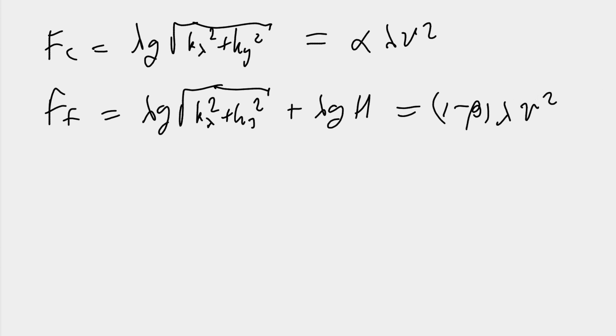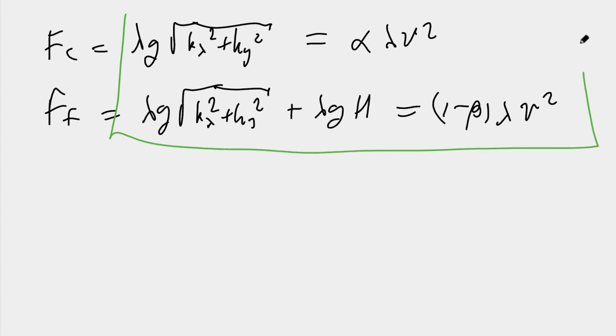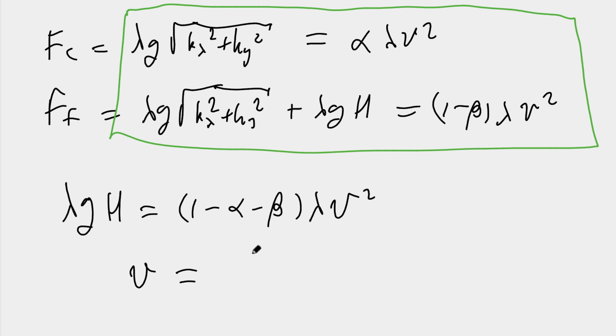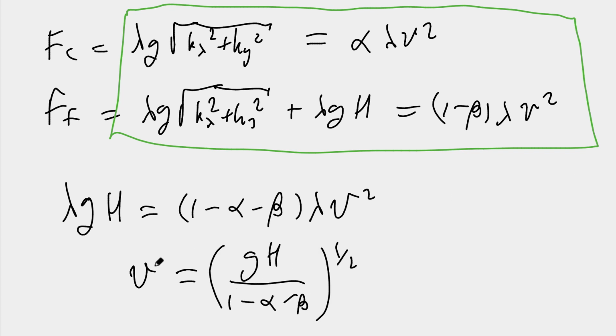And now we can use these results to solve for two of the three unknown constants, the three constants being kx, ky, and v. So let's subtract this first equation from the second. These terms cancel, and we have lambda g h equals 1 minus alpha minus beta times lambda v squared. Now the lambdas cancel, and we can solve for the speed v. It's equal to g times h divided by 1 minus alpha minus beta to the 1/2 power.